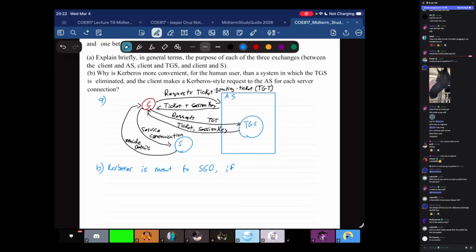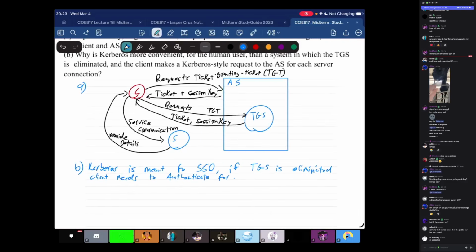If TGS is eliminated, the client will need to authenticate itself every time for every session key. So every time it wants to get a session key and communicate with a service, it will need to authenticate itself in every scenario.